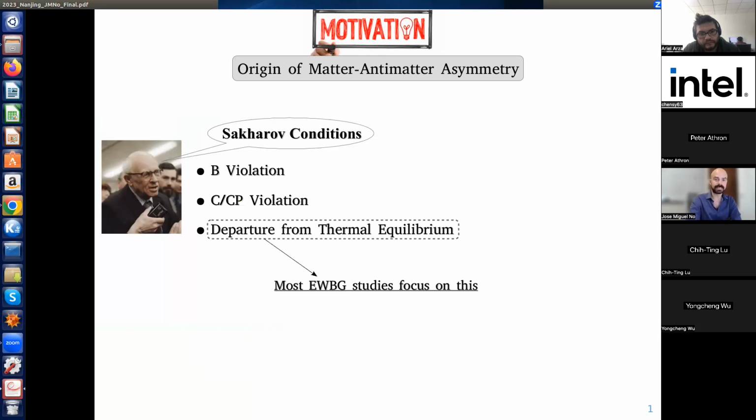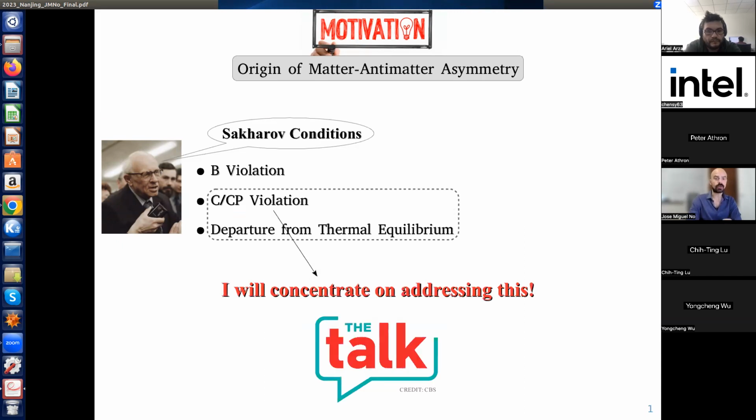Now, most studies of electroweak baryogenesis do focus on the departure from thermal equilibrium part. They study the modifications in the electroweak phase transition when you add new particles, etc. Not all of them, but most of them. In this talk, I will try to concentrate on addressing more the CP violating part rather than the other one. In the end, the two will be combined, but my focus is mostly on the CP violation, and we will see why in a second.